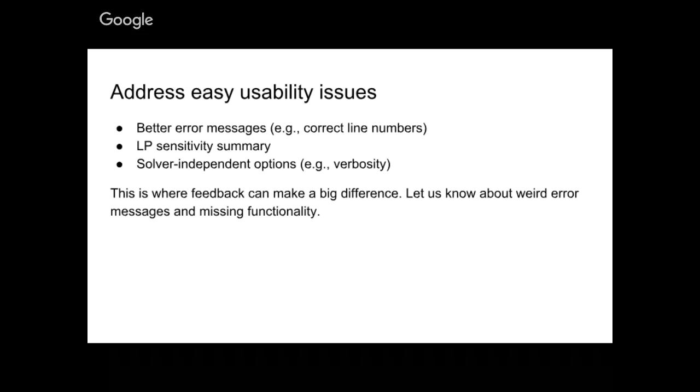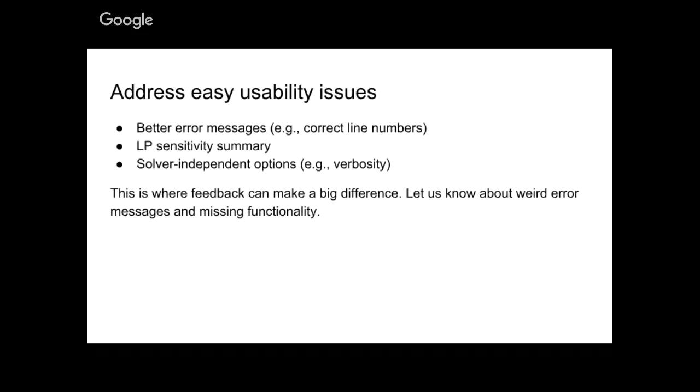Easy usability issues. Once in a while, people open issues like this macro has bad error messages, or passing solver independent options. If you've taken a first class on linear programming, you probably know what an LP sensitivity summary is. This is not available in JuMP, and the reason is that after that first class, you never use it again. That feature only exists for teaching your first class on linear programming. But we decided let's just throw that in to make JuMP a bit easier to use for the first class on linear programming. Solver independent options are important.